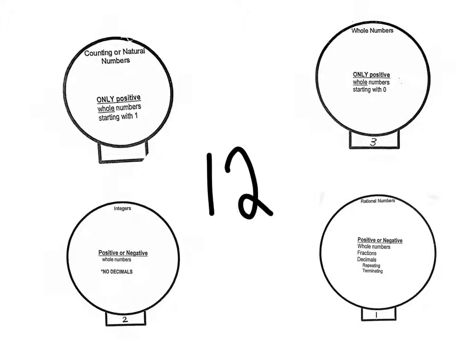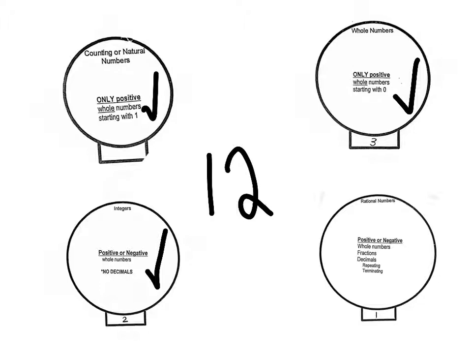12 is the last number we are going to look at today. So we start at our lowest possible group, which is counting or natural numbers. Counting or natural numbers is only positive whole numbers starting with 1. That is exactly what we have here in 12. Then we move on to whole numbers. Whole numbers, only positive whole numbers. 12 meets that criteria. Then we move on to integers, where we have positive or negative whole numbers.